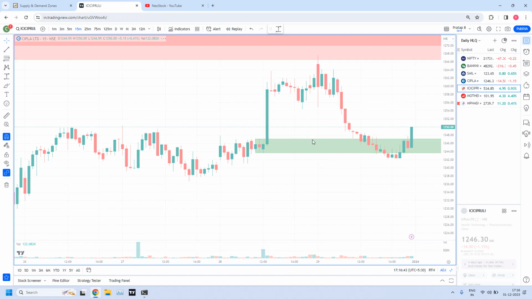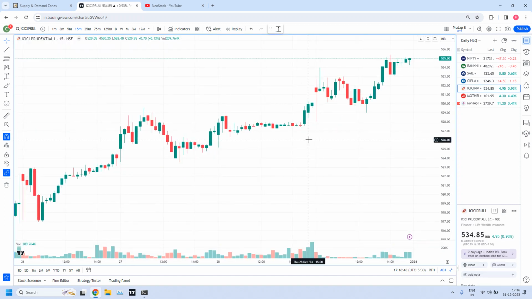Next one is ICICI Prudential. This is also a 75-minute zone.